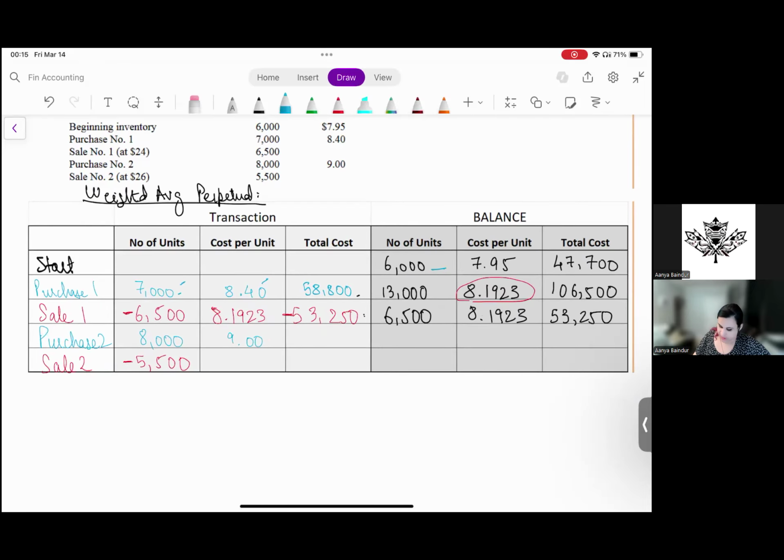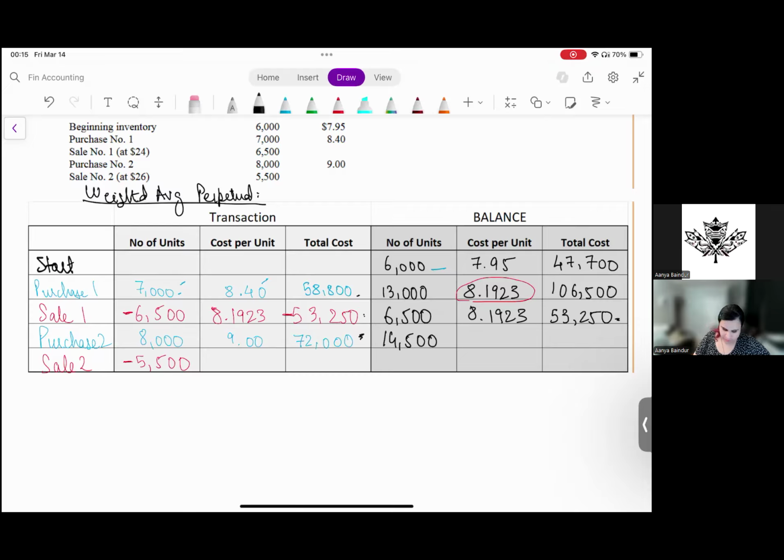Now we made a purchase. So let's see how much the total value of this purchase is. 8,000 times 9 is 72,000. Okay. So how does this change our number of units? So we had 6,500. We purchased 8,000 more. So 8,000 plus 6,500 gives you 14,500.